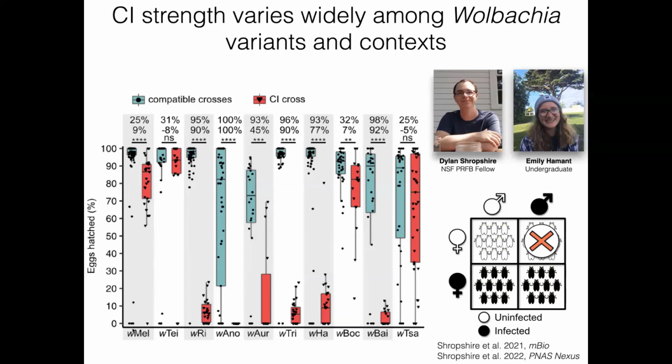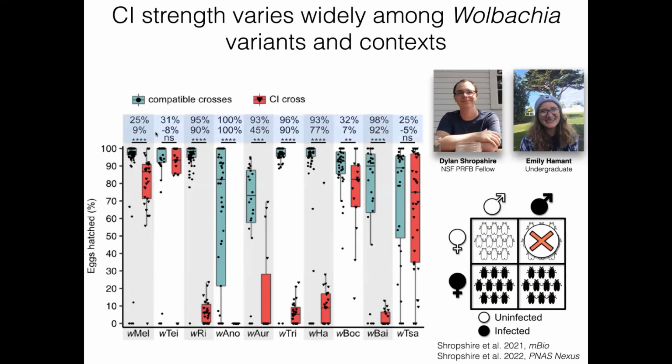But to convince you that it does vary, here we have a bunch of different Wolbachia variants on the x-axis that infect various Drosophila species in their natural background. On the y-axis, we have eggs hatched, and I'm showing you both compatible crosses and the CI cross. So a signature of CI is when, in the CI cross, the bar is a very low proportion of eggs hatched. So if we look at wRi, the one I already told you causes strong CI to get to high frequencies across the Australian continent, like I showed you in that original plot, you can see that it causes very strong CI.